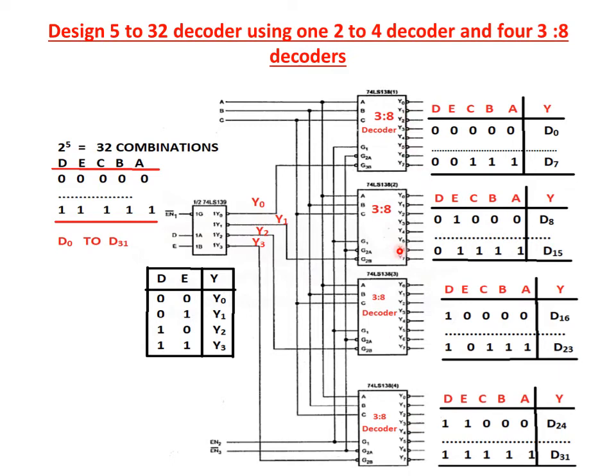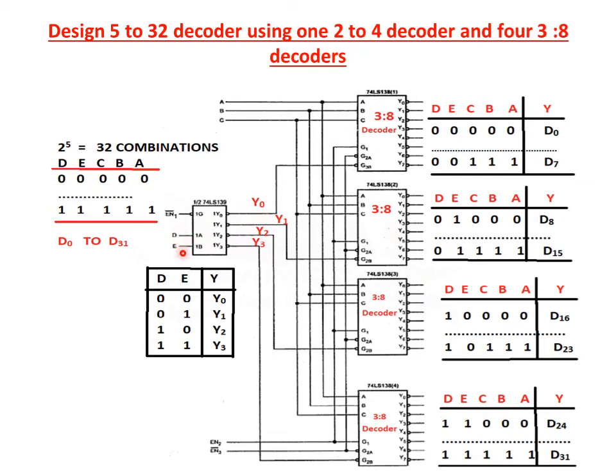So decoder 1 has the outputs 0 to 7, and the next decoder has the outputs 8 to 15. The third decoder has the outputs 16 to 23, and the fourth decoder has the outputs 24 to 31. Then here the outputs are represented. For this case, the inputs are A, B, C, D and E, and this is the enable input.